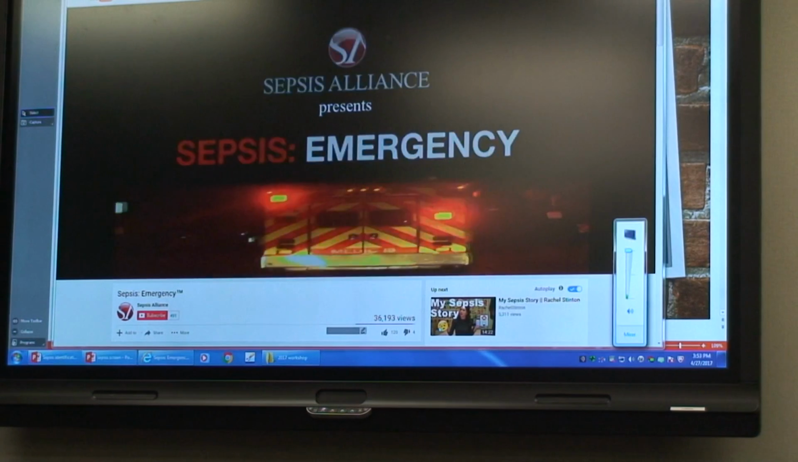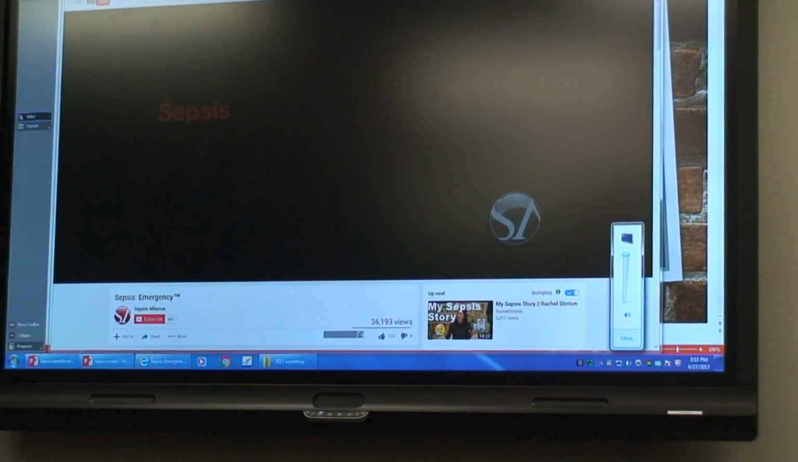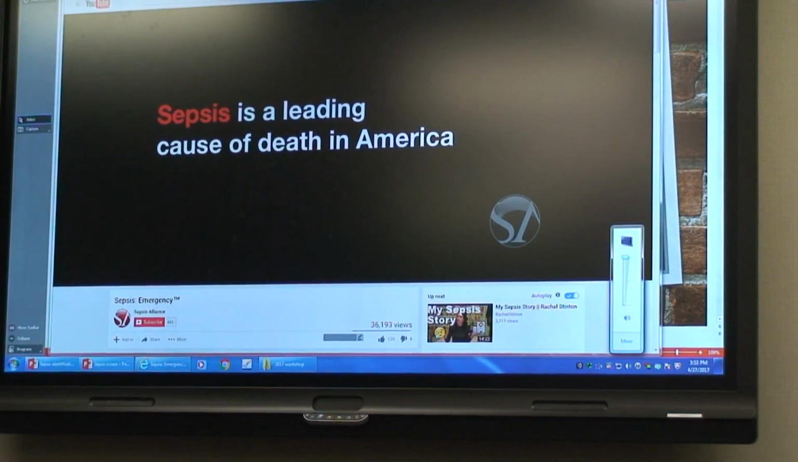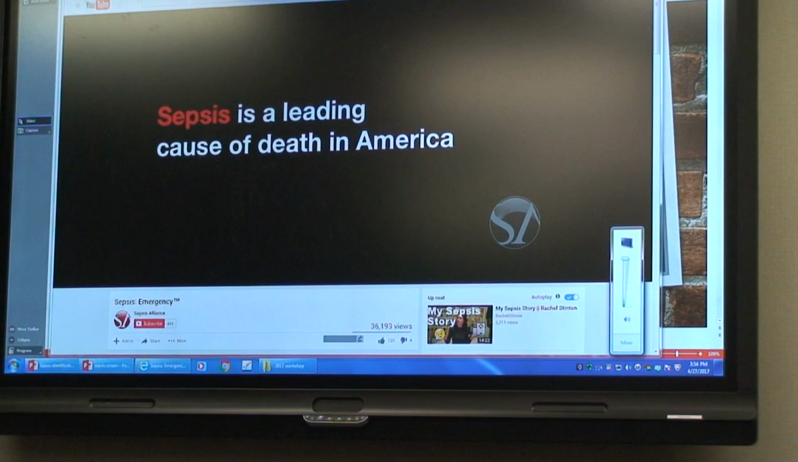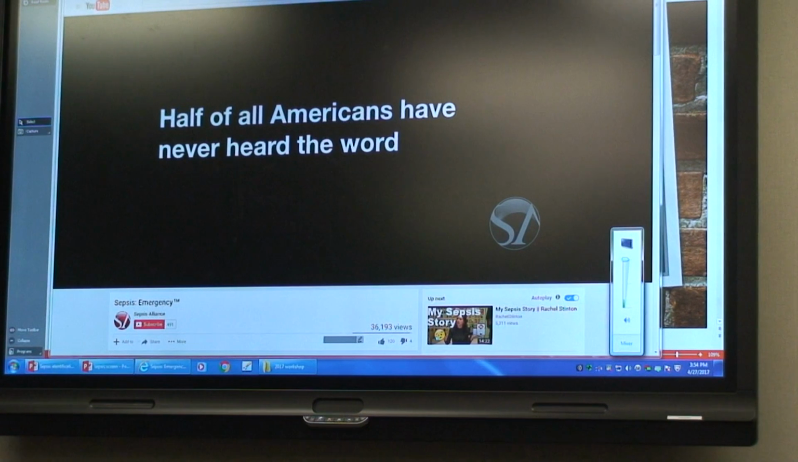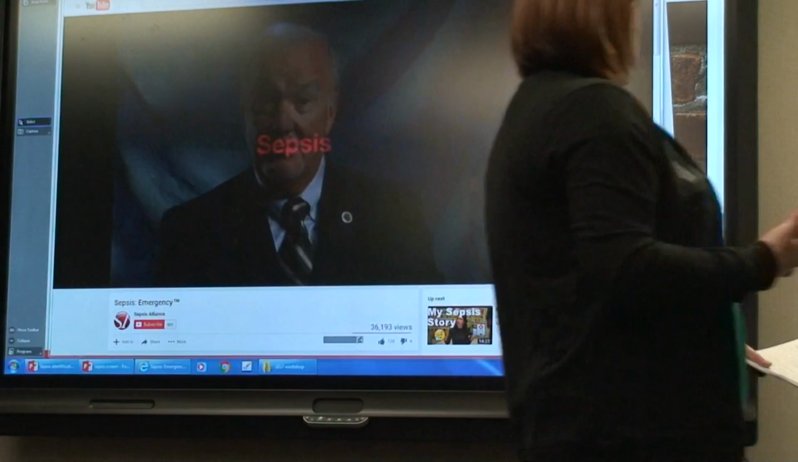Many death certificates list the cause of death as cancer. Many of those patients die of sepsis. Many death certificates list the cause of death as complications of heart disease, and the cause of death is sepsis. Many death certificates list the cause of death as complications of pneumonia, and the cause of death is sepsis. According to a recent poll, close to half of all Americans have never heard the word sepsis. And in fact, I practiced dentistry for 25 years, and I didn't know anything about sepsis.